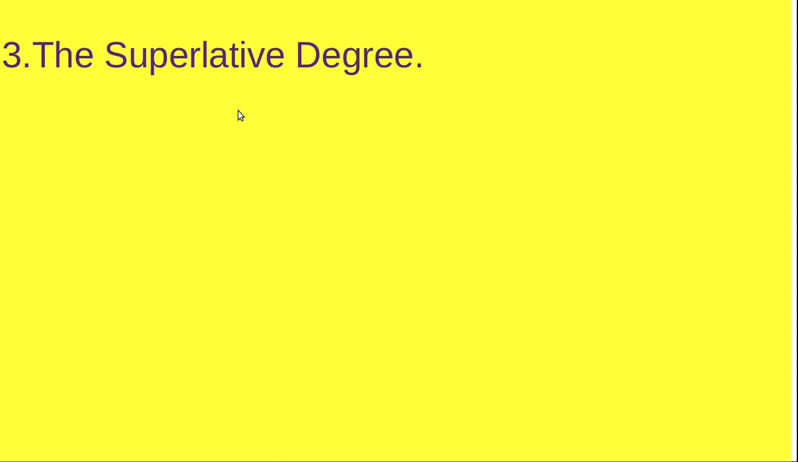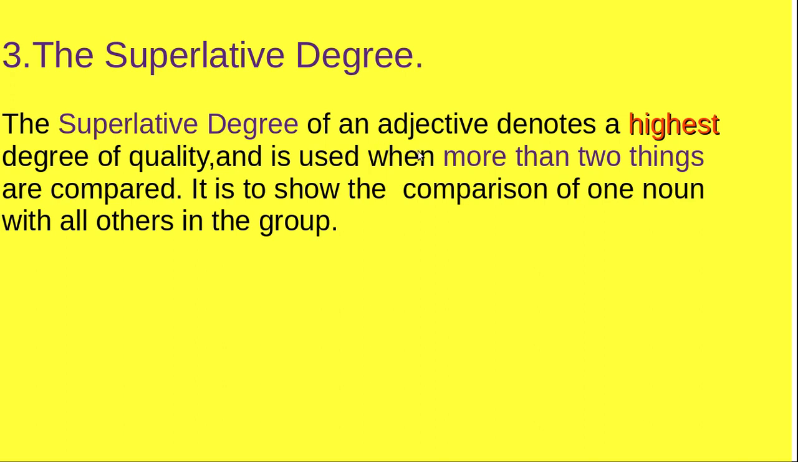The superlative degree of an adjective denotes the highest degree of quality. Again, positive shows simple quality, comparative is higher and compares two things, and this is the highest, which shows more than two things. That is very important. It is used to show the comparison of one noun with all others in that group. That is the superlative degree.